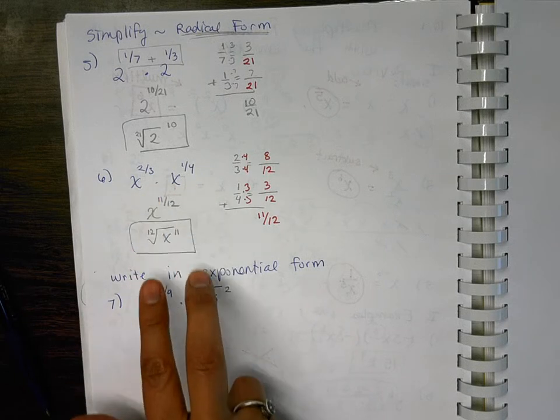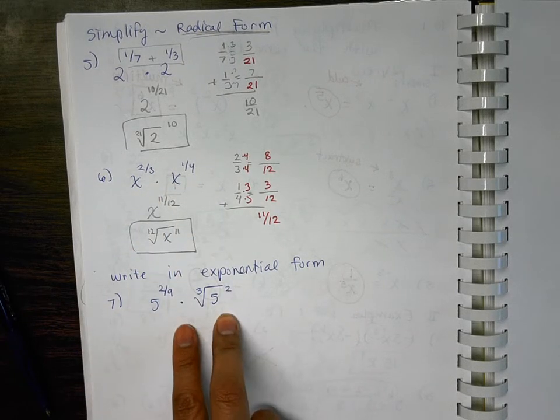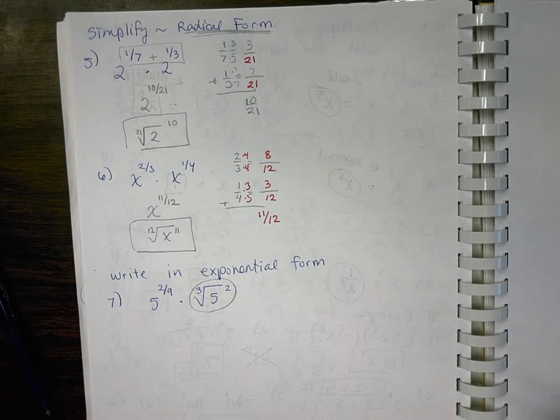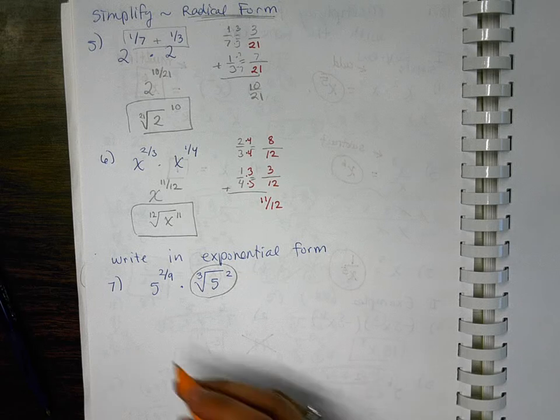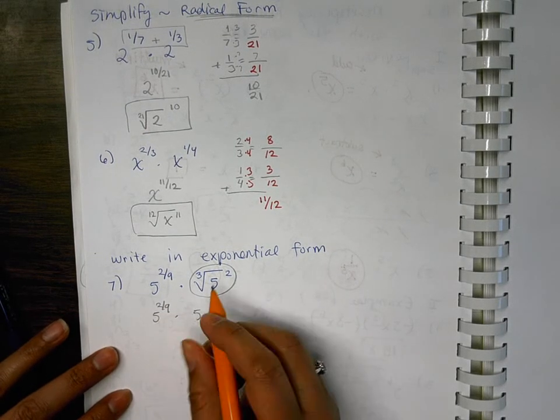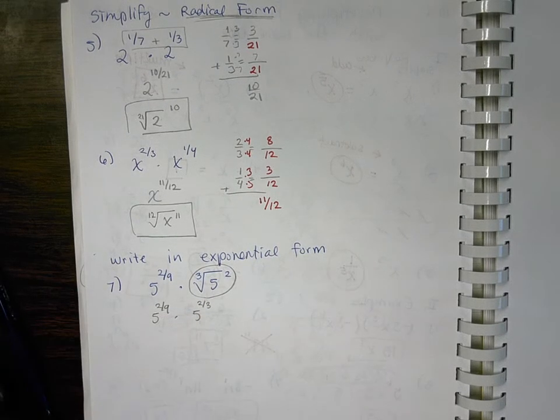What will I have to do in this problem to be able to add the exponents? Reverse. Change this one from radical to exponential. Yeah. All right, so 5 to the 2/9 times 5 to the what? 2/3. And what do you do with the exponents? Add them. I'm going to let you guys do that now.